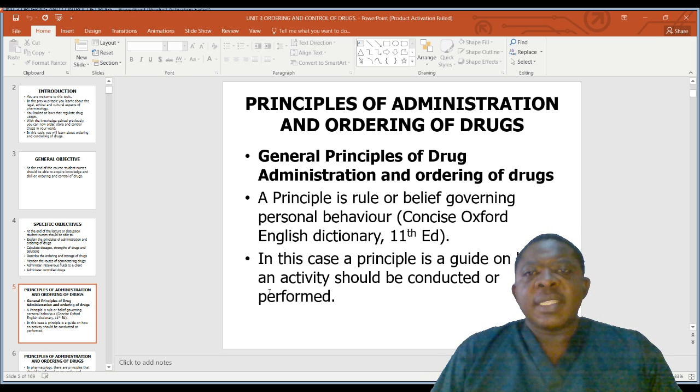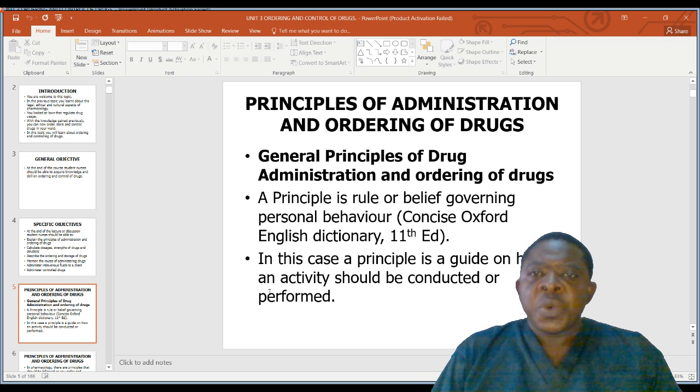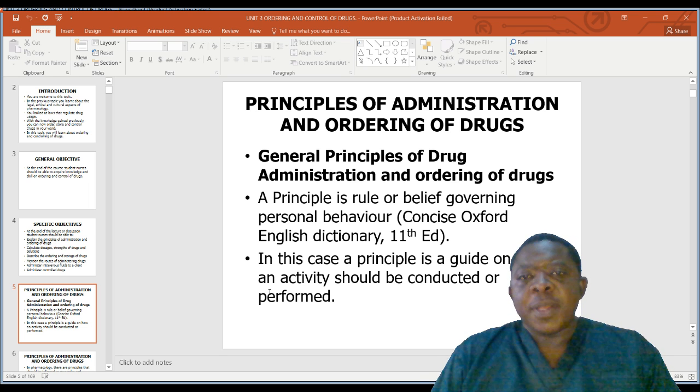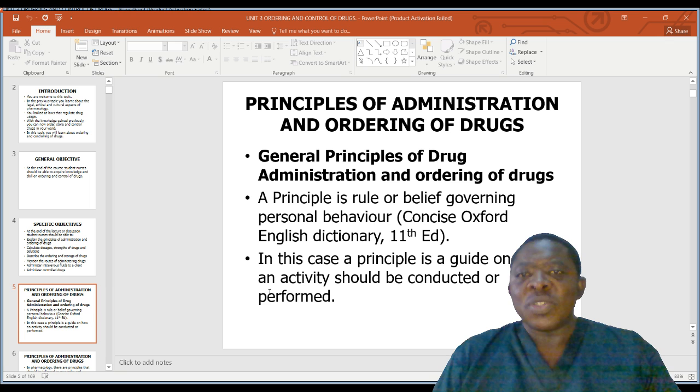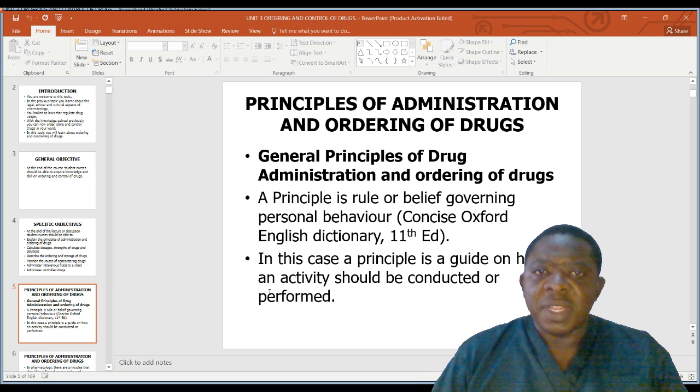When we look at this, the general principles of drug administration and ordering include. Okay, so first let's define what a principle is. A principle is a rule or a belief that governs personal behavior. This definition is from the Concise Oxford English Dictionary. So in this case, when you're looking at principles of administration and ordering of drugs, we are looking at a guide on how an activity should be conducted or performed in relation to administration and ordering of drugs.